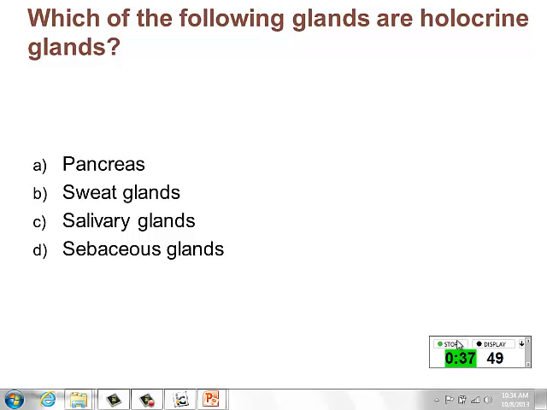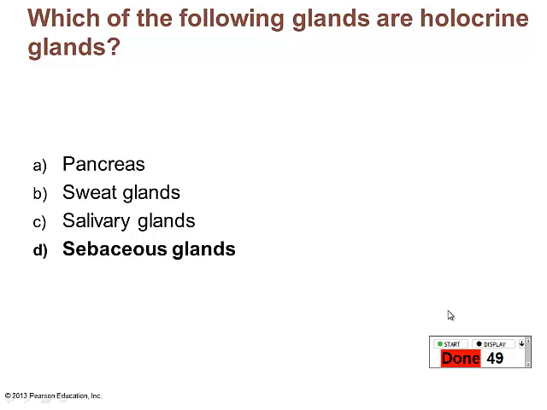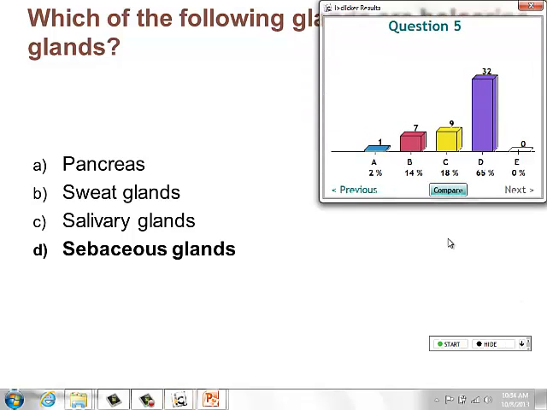What's the answer? Answer is D. What's a sebaceous gland? Oil. What's a salivary gland? Spit. The sweat gland, well, actually it's called the sudoriferous gland, but we didn't talk about that yet. So the answer is D.